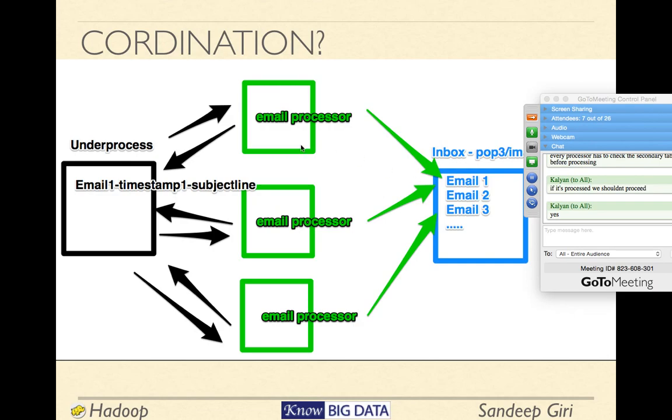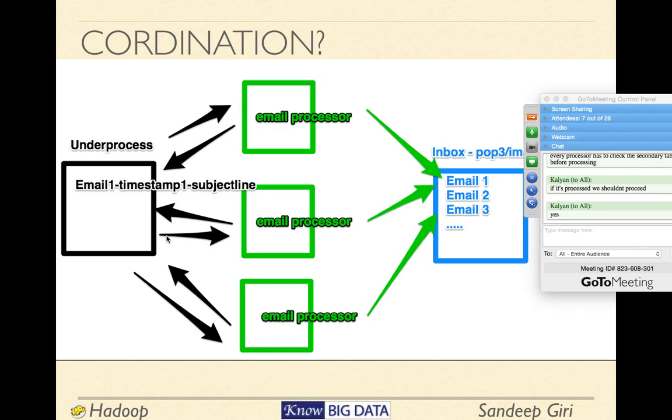So this system with which these email processors have to communicate has to be really robust and should be able to provide really high throughput for coordination. Okay, and this is the role of Zookeeper. So if we have Zookeeper installed already, all these email processors can talk to Zookeeper and maintain a list of the email IDs that are in process.